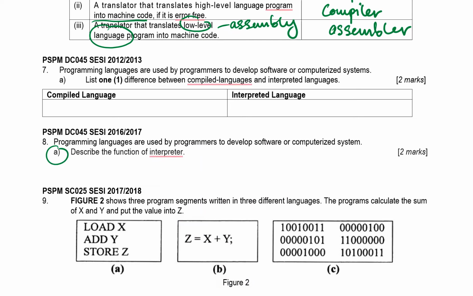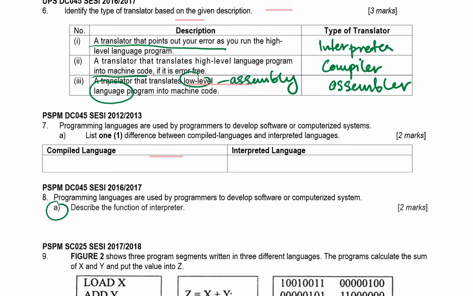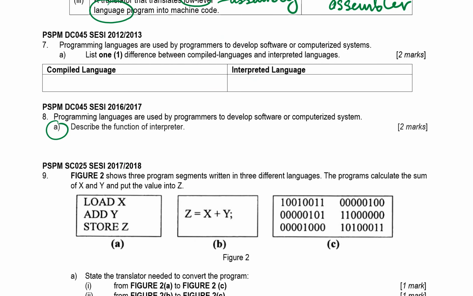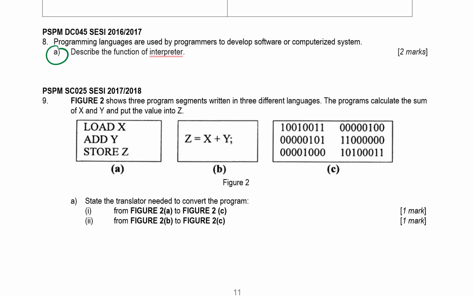Next, question number 8. Describe the function of interpreter. This one is the same as question number 5 and number 4, so you need to remember the definition. Next we move to question number 9.